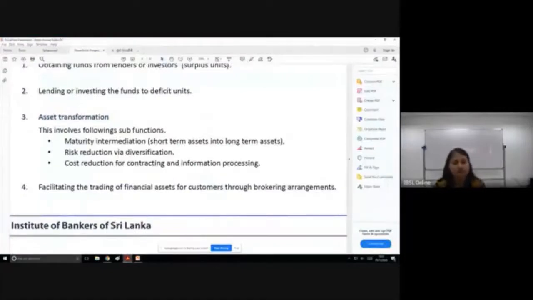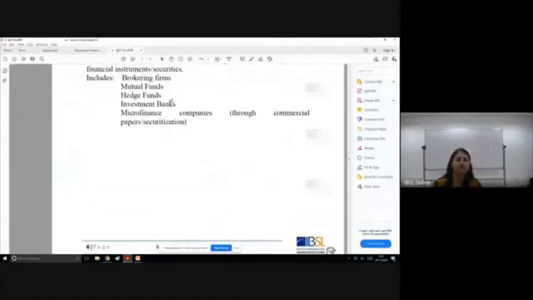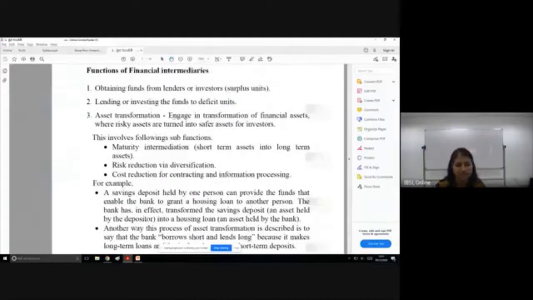So this involves, I think in the notes you will have an elaboration of it. Yes. So here, asset transformation, what does it mean? You transform your financial asset where the risky assets are turned into a safer asset for the investors. So this will involve these three transformations. You will have maturity intermediation, you have risk reduction through diversification, and cost reduction.